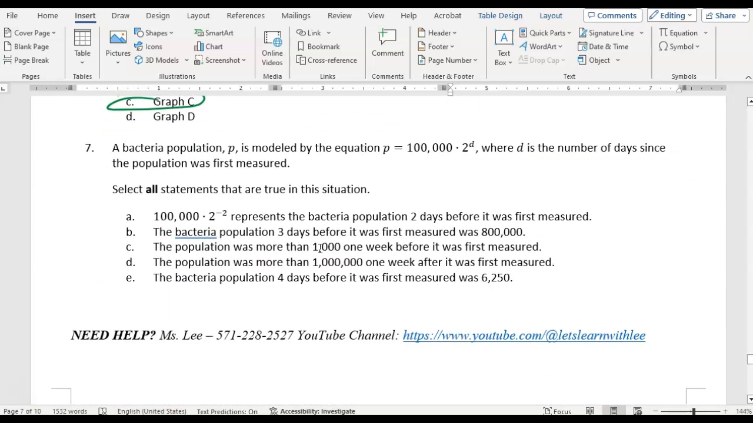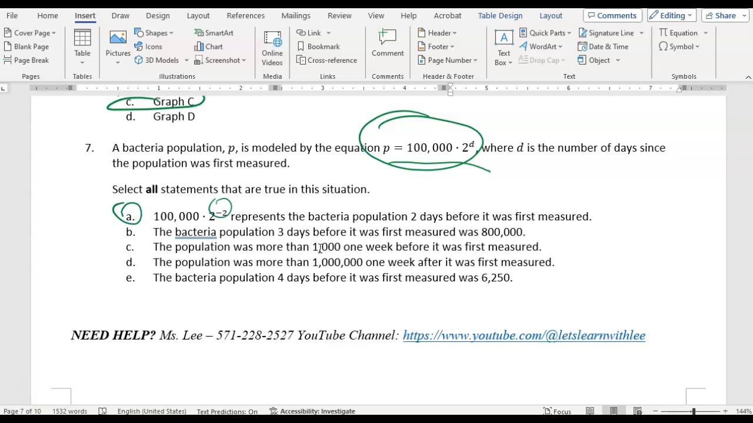Our last question, a bacteria population P is modeled by this function. So you should recognize immediately that this is an exponential function because it has the variable in the exponent. Select all statements that are true in this situation. 100,000 times 2 to the negative 2 represents a bacteria population 2 days before it was first measured. Yes, we have a negative exponent. It's referring to an earlier time.